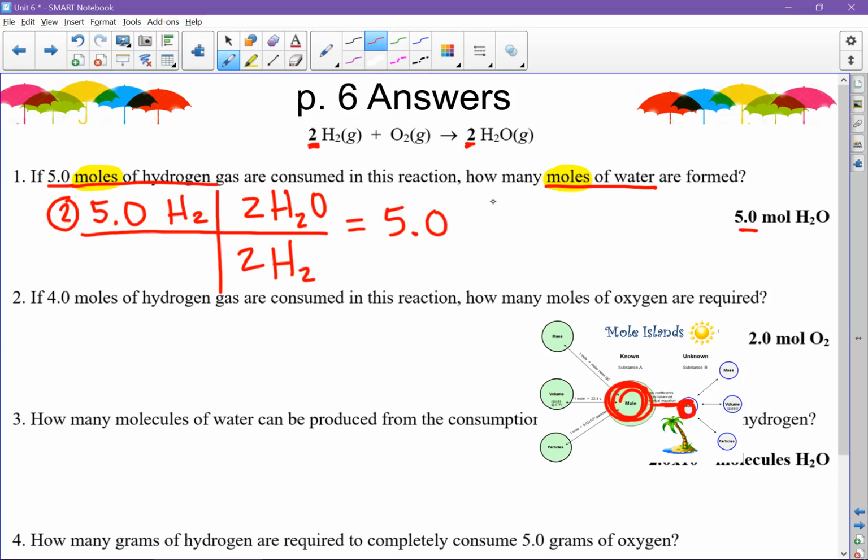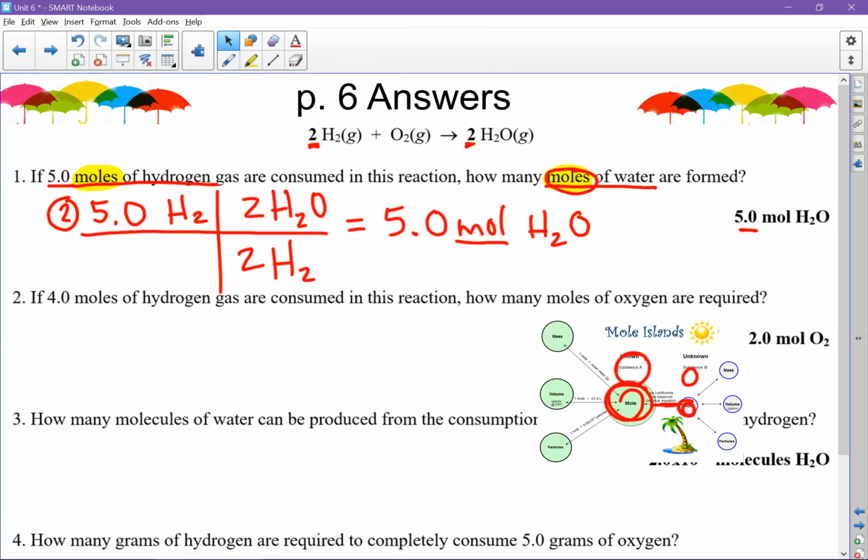Don't forget to put your units on. You were looking for moles, so you have to add that moles there. If you want to be fancy and put H2O on there, that's okay too, but you have to put moles on for your unit. Let's take a peek at the next question.